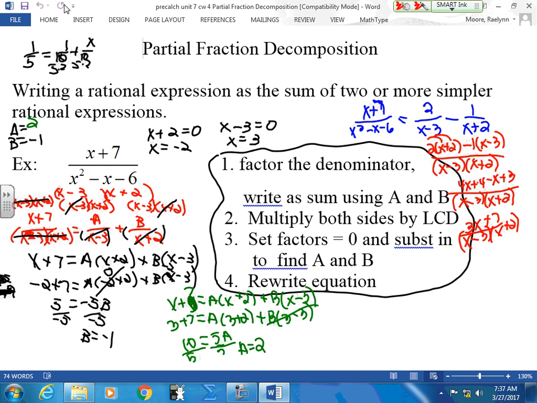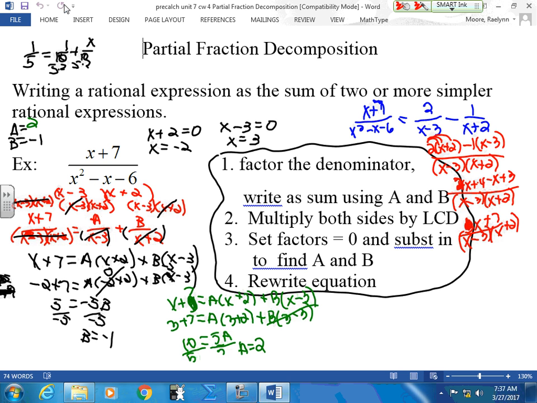I got a 3x. So what did I do wrong? 2x. Oh, this is a 2x. Sorry, you didn't catch me, guys. This is a 2x. 2x minus x gives me an x. I missed this one right here. This is a 2x, so 2x minus x gives me an x.